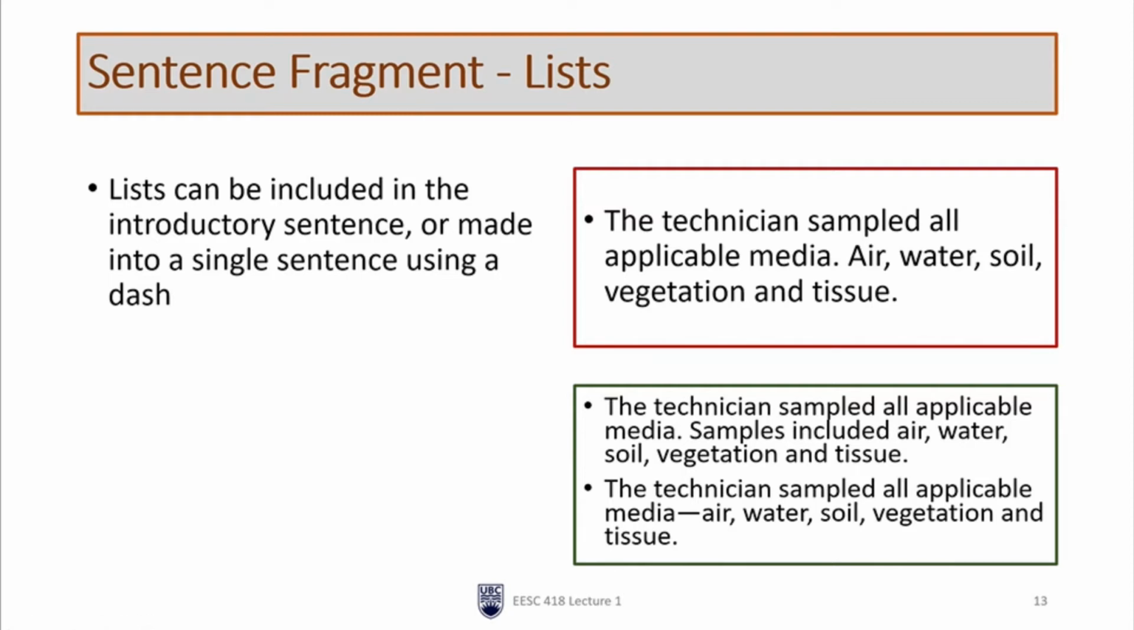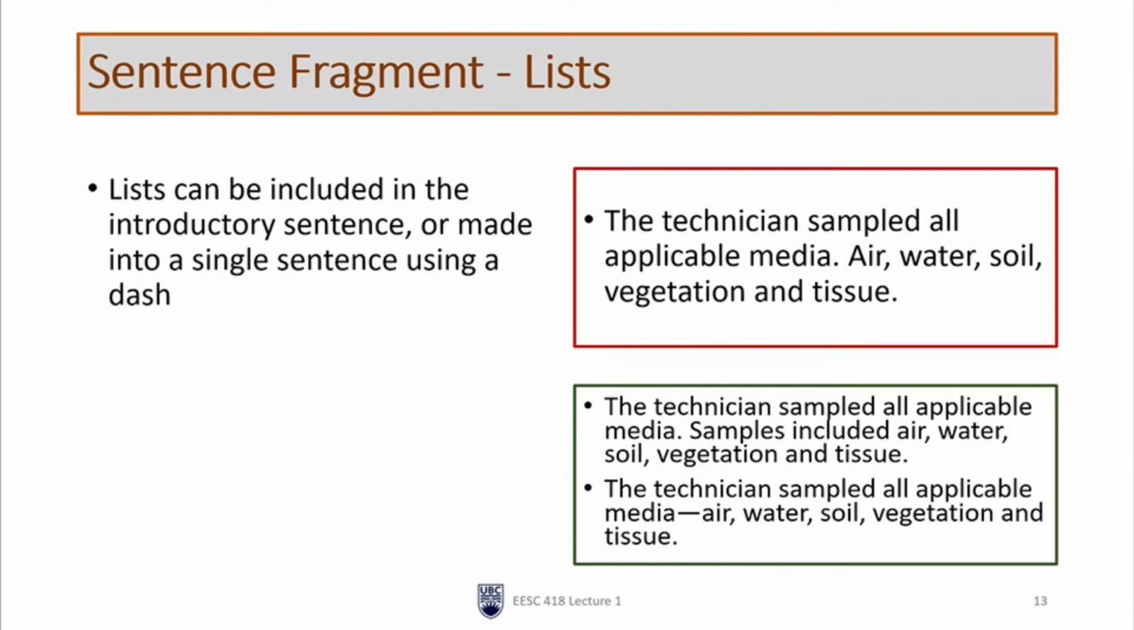And this happens when you have a full independent clause sentence followed by a list of objects that are not accompanied by a verb. So often we have the introductory sentence, and we can then include the list by combining it with a dash or making a whole new sentence. So I've shown two corrections here. The technician sampled all applicable media. New sentence: samples included air, water, soil, vegetation, and tissue.